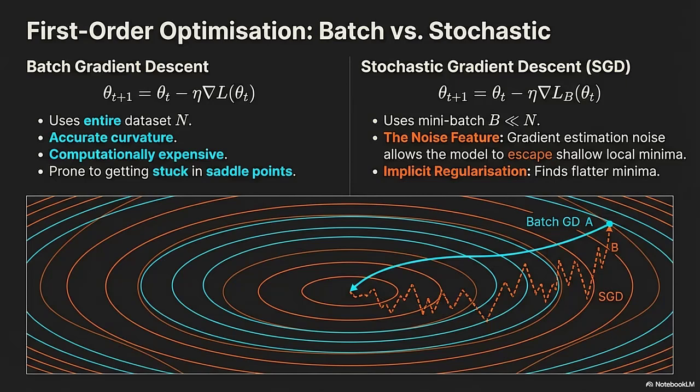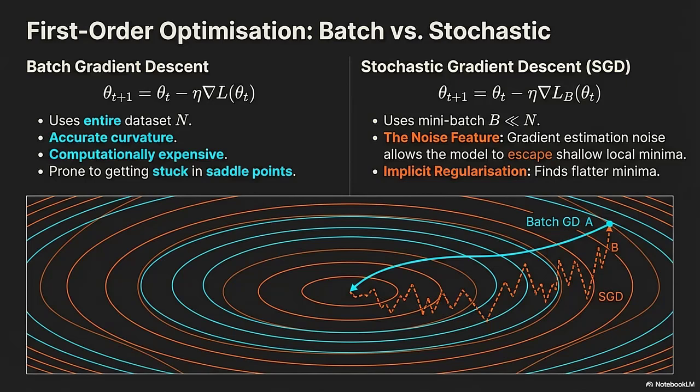Let's look at it. Our new parameters at the next time step, theta t plus 1, are just our current parameters, theta t, minus a small step. That step is made up of two parts. Nabla L_B of theta t, which is the gradient of the loss on our mini-batch, basically the direction of steepest descent, and eta, which is the learning rate. So all we're doing is calculating the way downhill on a small piece of data and then taking a small step in that direction. Simple as that.